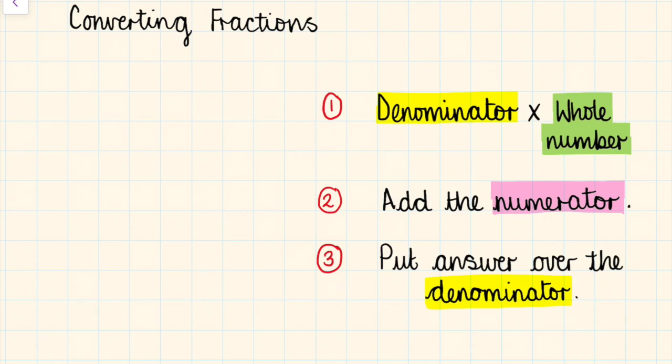The first thing we're going to do is have a look at converting from a mixed number into an improper fraction. And you can see on the screen that there are three steps that we need to take in order to do this. The first thing we do is we take the denominator and we multiply it by the whole number. Then we add the numerator and put that over the denominator. So let's have a look at a few examples so you can see what we mean by this.